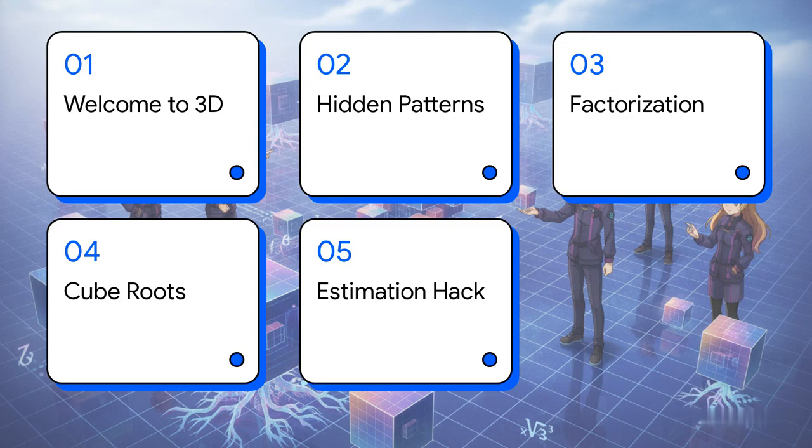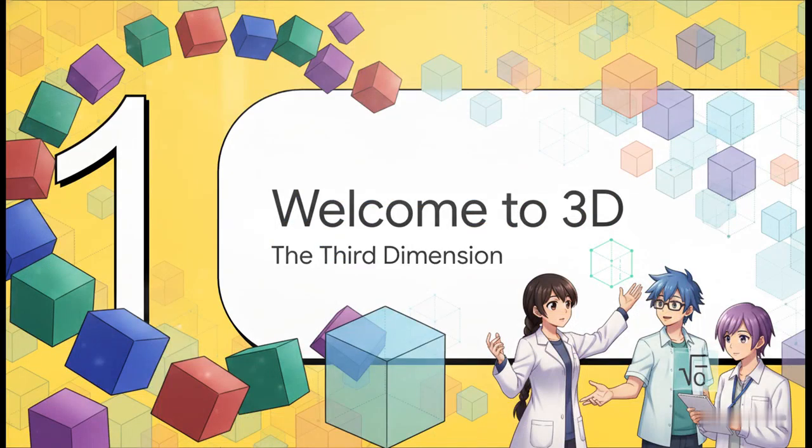We'll start with Section 1, Welcome to the Third Dimension. Then Section 2, Hidden Patterns of Cubes. Section 3 is the magnifying glass, which is factorization. Section 4, Reversing it with cube roots. And we'll finish up with Section 5, the estimation math hack. Okay, let's dive into this.